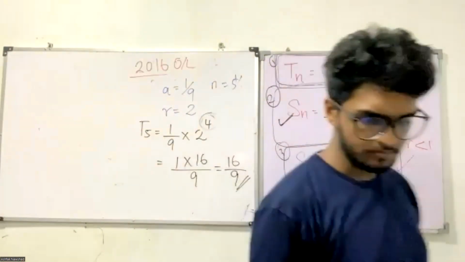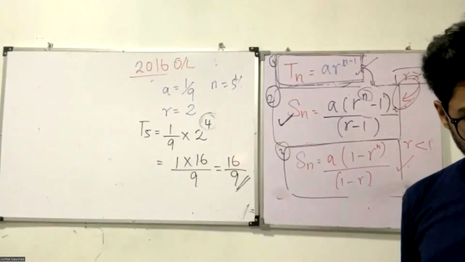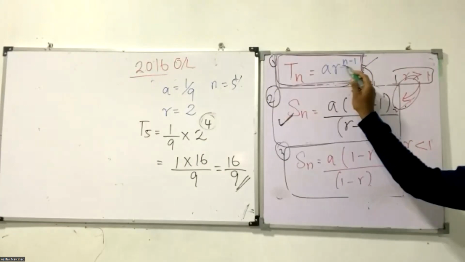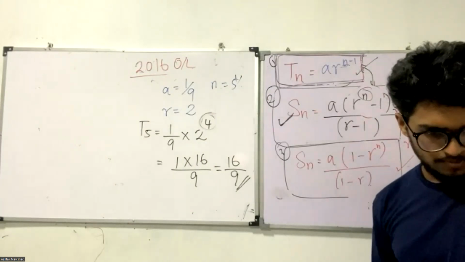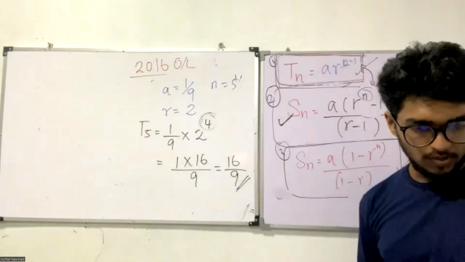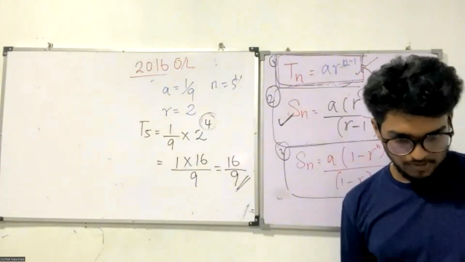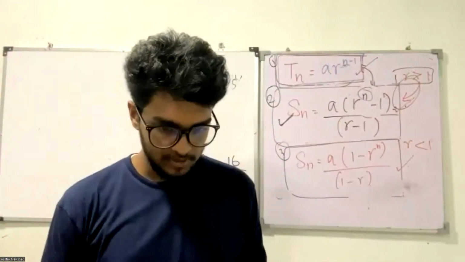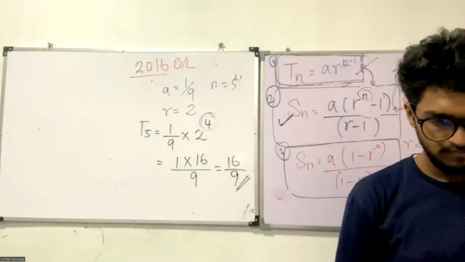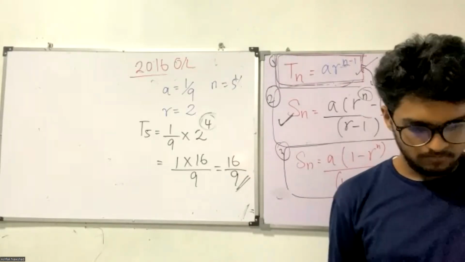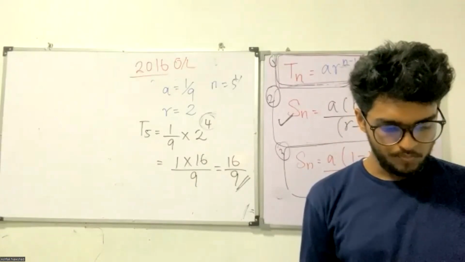Is this clear? They're asking the fifth term. So that's 5 minus 1. N is 5, right? So 5 minus 1. Is that clear? It's not 6 minus 1. It's perfectly okay. All right. Is it clear for everybody? Good.